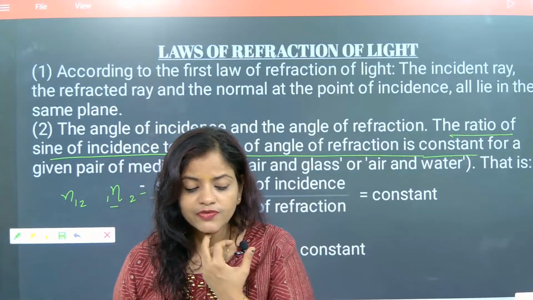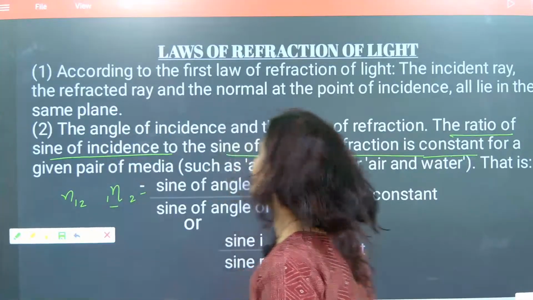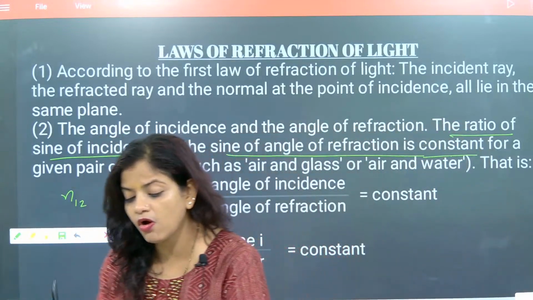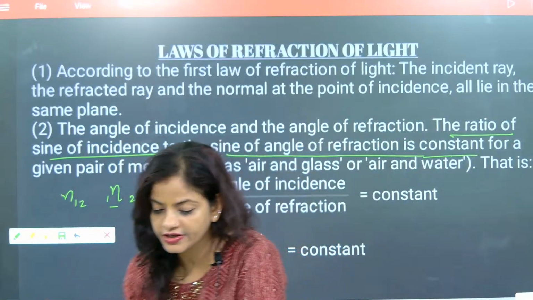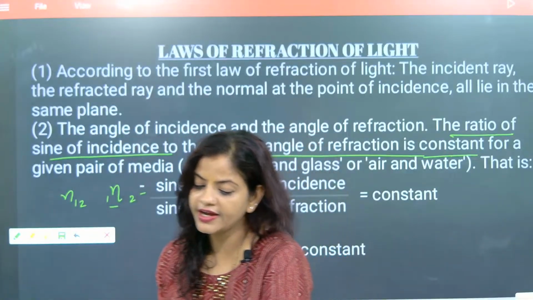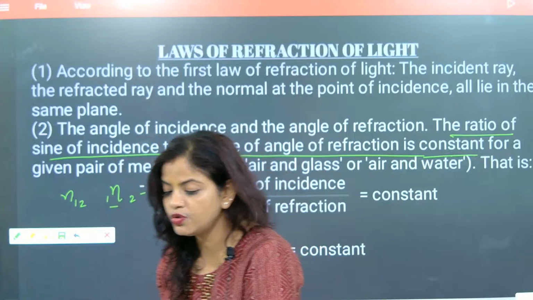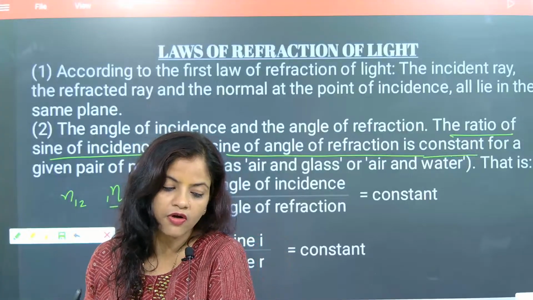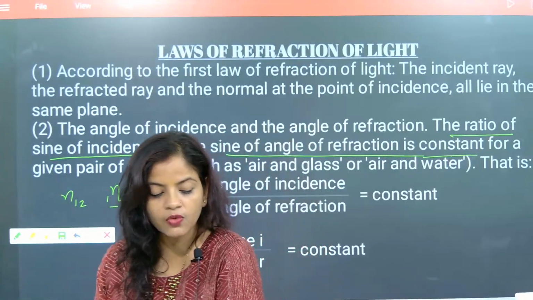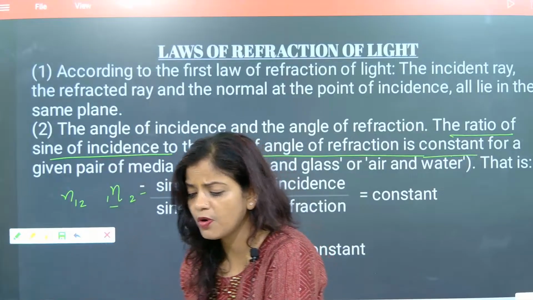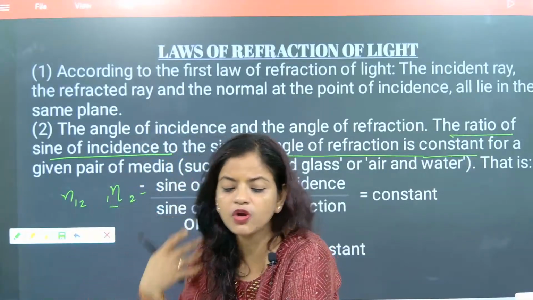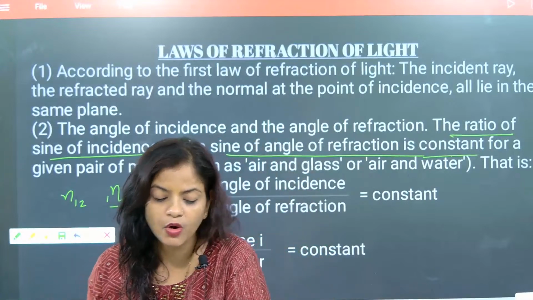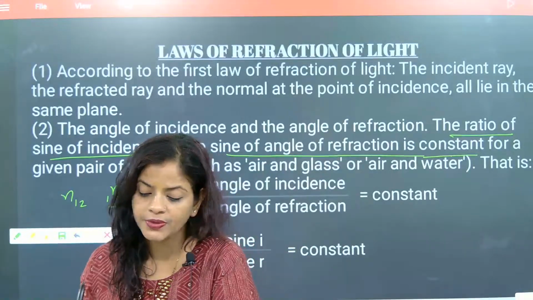So the extent of slowing down of the speed of light, how much the speed of light will slow down, depends upon two factors. The extent of slowing down of light depends upon how many factors? Two factors. The first factor is optical density.